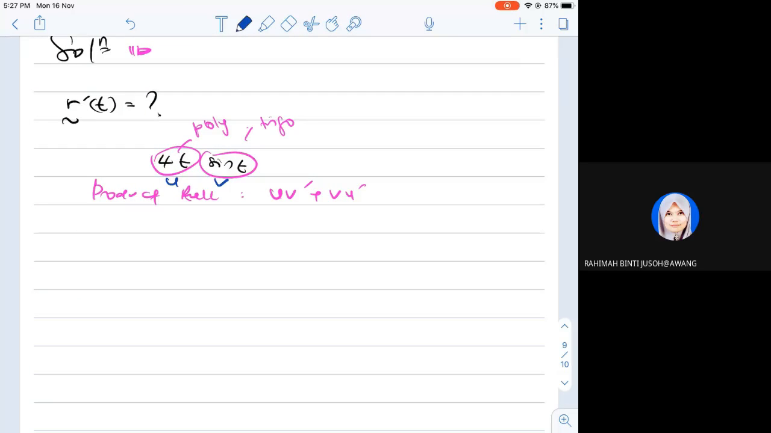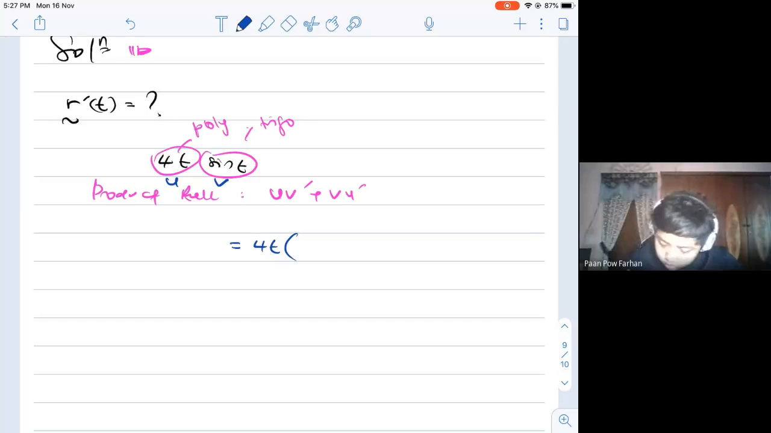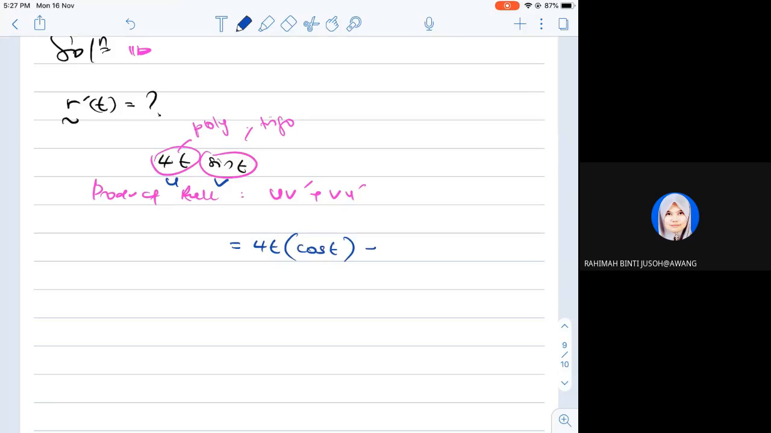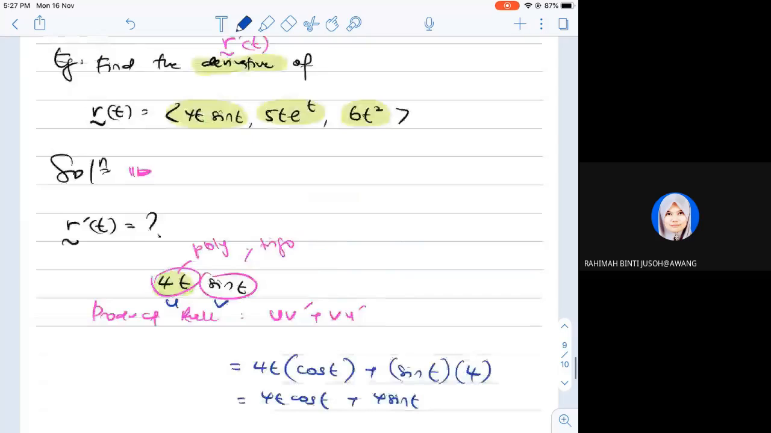Differentiating 40t sin t, we will have U equals 40t, and then differentiate sin t, we get cos t. Yes, cos t, plus V is sin t, so sin t multiplied by U prime. Differentiate 40t, we will get 40. So we will have 40t cos t plus 40 sin t. This is just the first component.